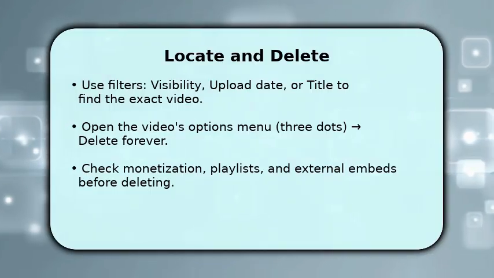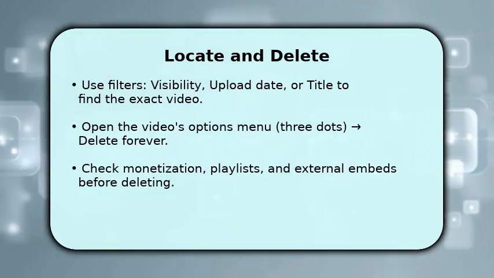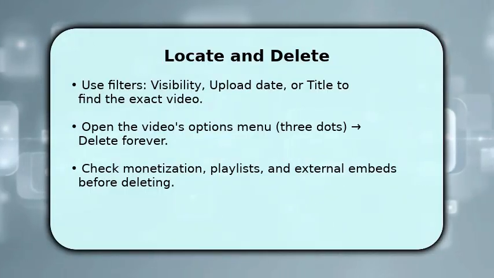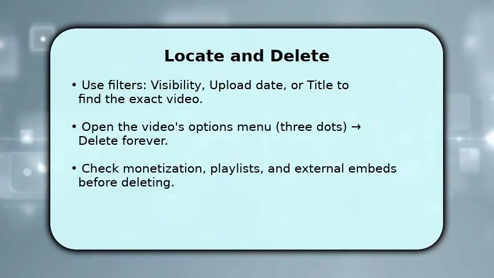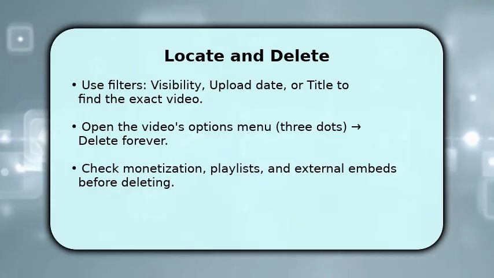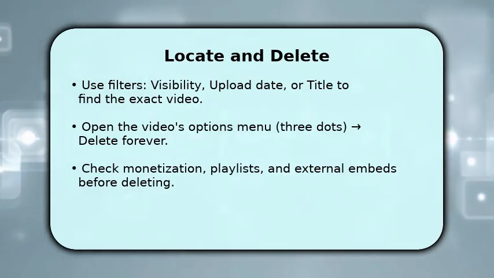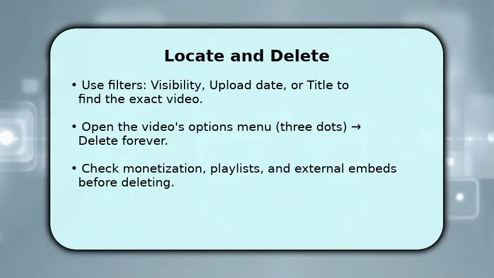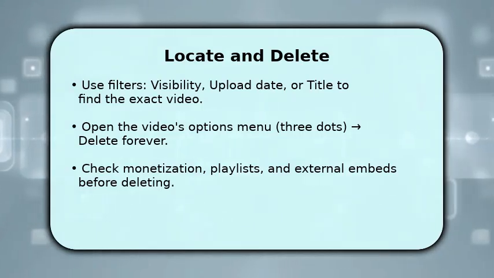Next, click the video's options menu, 3 dots, and choose Delete Forever. YouTube will warn you that deletion is permanent and cannot be undone. Before confirming, make sure to remove it from playlists, stop any monetization links, and unlist or revoke embeds elsewhere to prevent ghost references. Doing those steps avoids broken links and analytics confusion later.